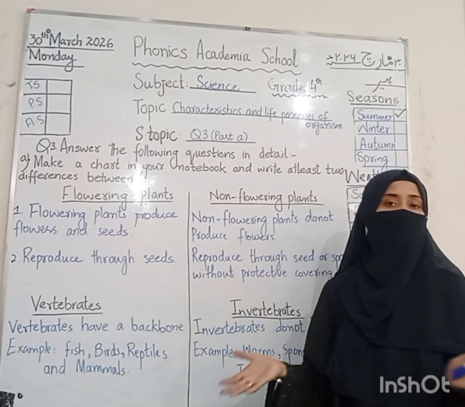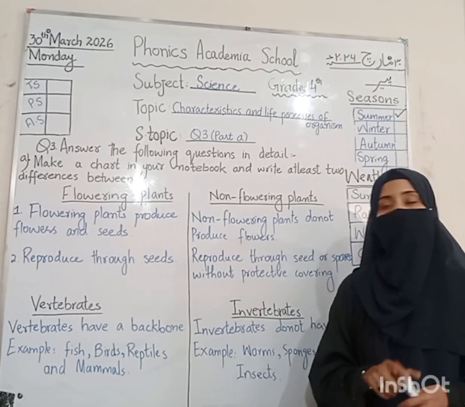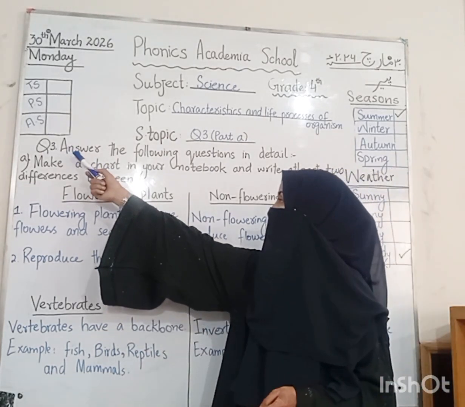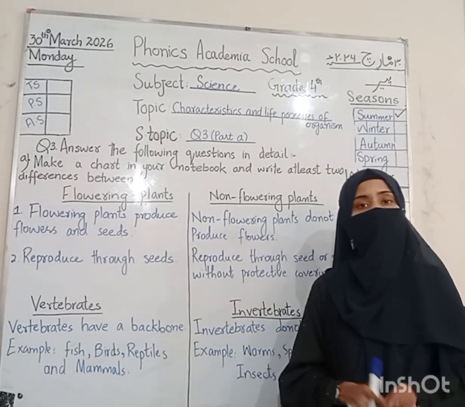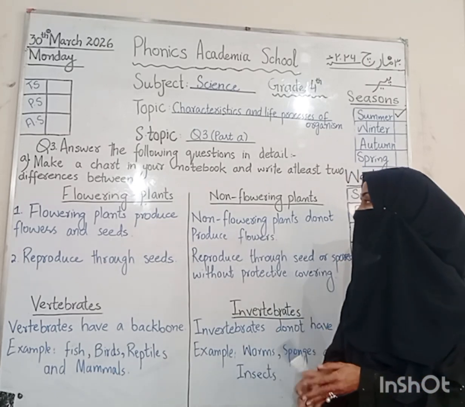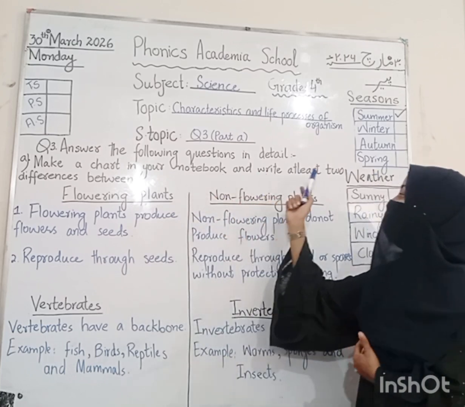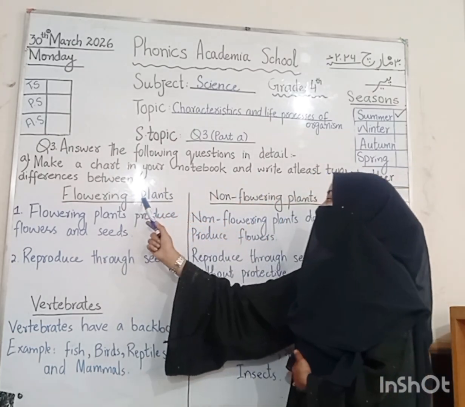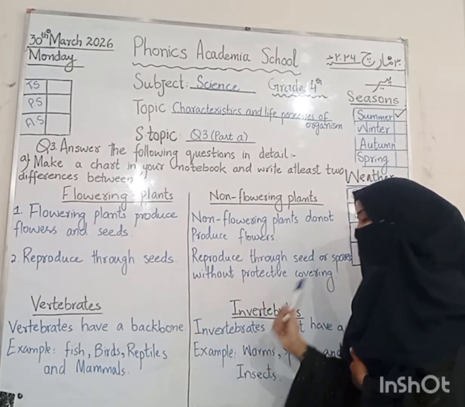So we have different parts of this question, but today we are going to do a single part, that is part A. Question number 3, answer the following questions in detail. आपने इन questions को detail में बताना. Okay, next one is make a chart in your notebook and write at least 2 differences between flowering plants and non-flowering plants, and vertebrates and invertebrates.